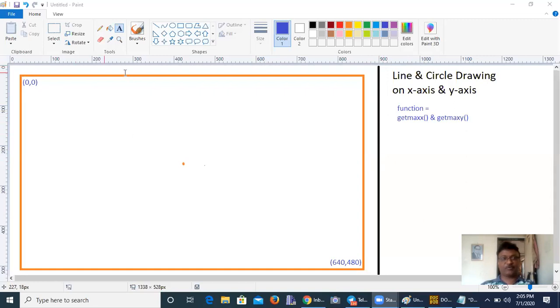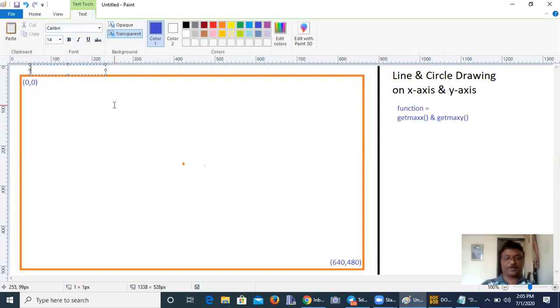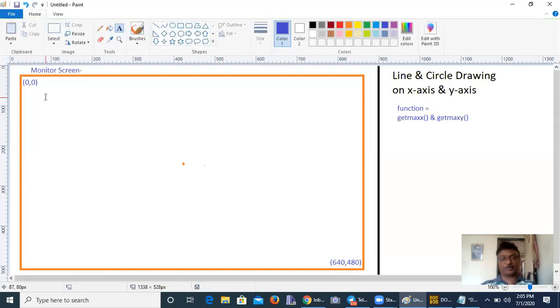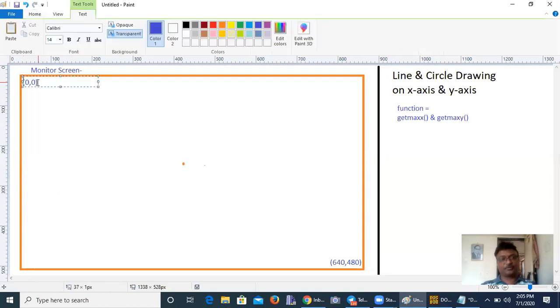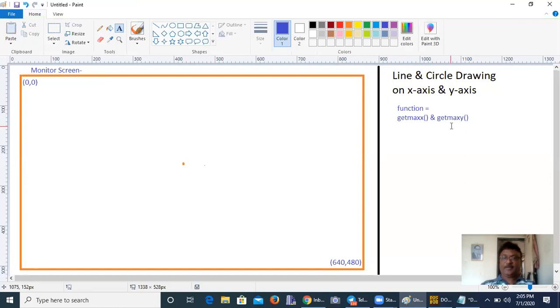Suppose this is your entire monitor screen. So I'm writing over here, monitor screen. This monitor screen is divided into 4 quadrants. The starting coordinates of this screen is 0, 0. See here, this is the 0, 0 value, and the ending coordinates is 640 by 480. So this is the maximum value, and that maximum value is nothing but your getmaxx, getmaxy.